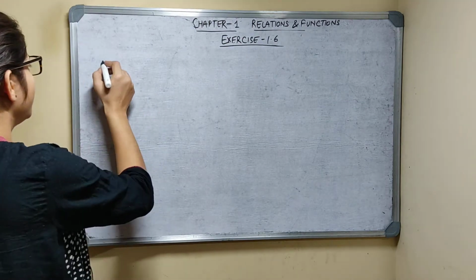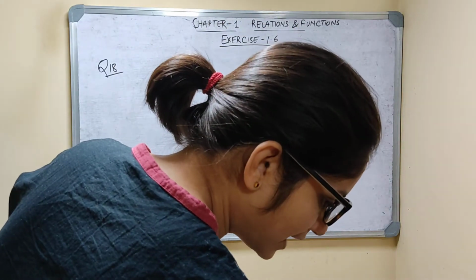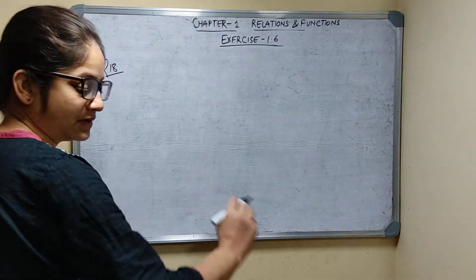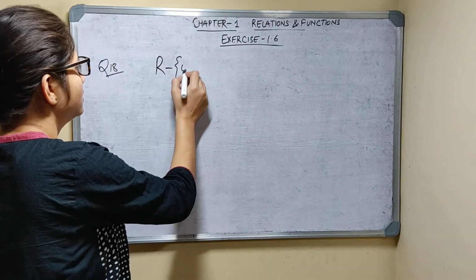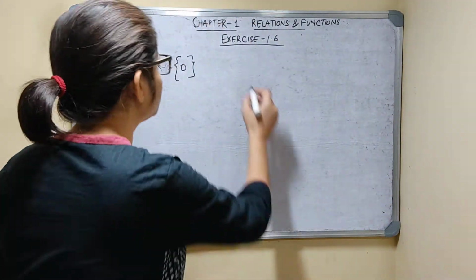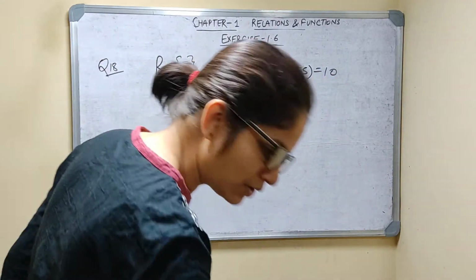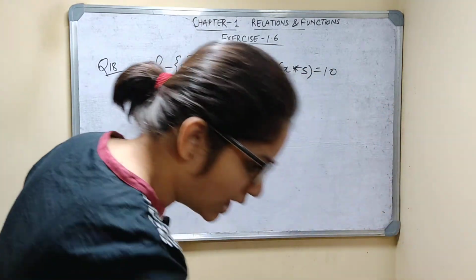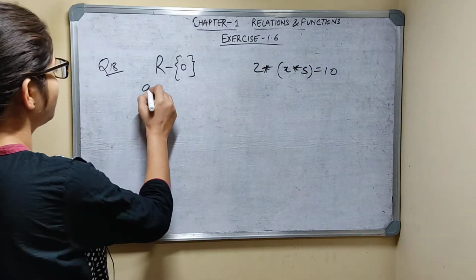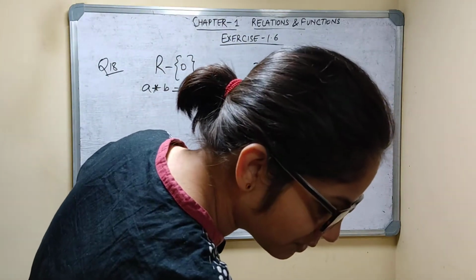Question number 18 you can see. Let * be a binary operation on the set of all non-zero real numbers. Non-zero real numbers means R minus only 0, zero is not possible. Find the value of x given that 2 * (x * 5) is equal to 10. It is given 2 * (x * 5) is equal to 10. And let * be a binary operation on the set of all non-zero real numbers given by a * b is equal to ab by 5.